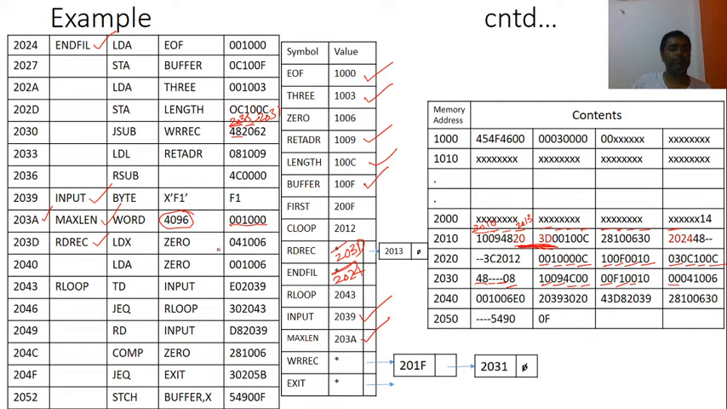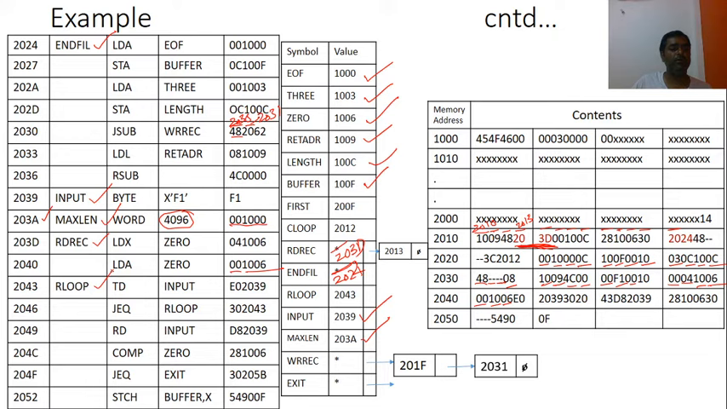Now, the instruction is LDX0. 0 is already defined in the symbol table. So we can assemble this instruction. What is the object code? 041006. It is loaded here. 041006. Now the next instruction is LDA0. 0 is already defined. So this will be loaded as 001006. So it is loaded here. 001006.